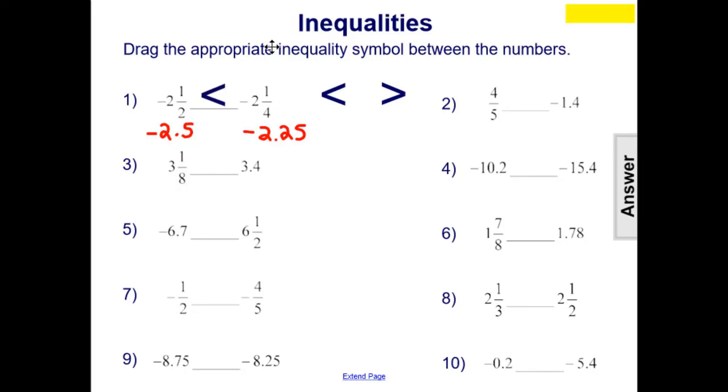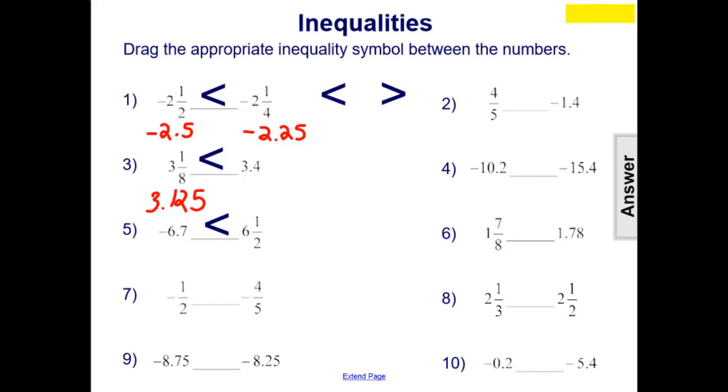Negative 3 1/8, 1 divided by 8 is 0.125. So 3 1/8 is 3.125. Compared to 3.4, 3.125 is less than 3.4. So again, 3 1/8 will be less than 3.4. Negative 6.7, a negative compared to a positive, is always less than a positive. That one we don't even need to convert, 6 1/2. That's always true if the signs are different.